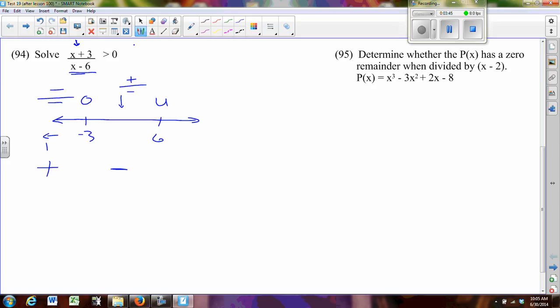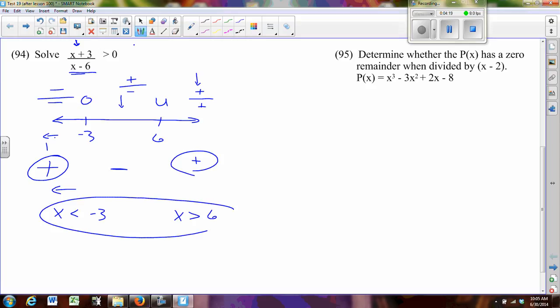Then I pick a number larger than 6. See how I'm checking each space. So I'm going to put 10. 10 plus 3, that'd be a positive number. And then I put 10 in for x. 10 minus 6, that would be a positive number. This would be positive. So my answer is, when is x plus 3 over x minus 6 greater than 0? Well, it's greater than 0 when x is less than negative 3, and when x is greater than 6. That's when I get positive numbers. So that would be my solution.